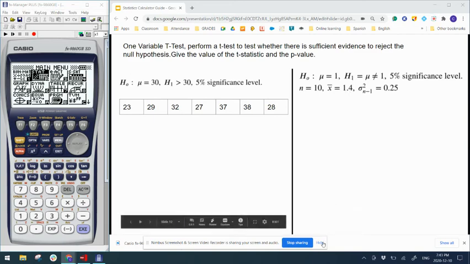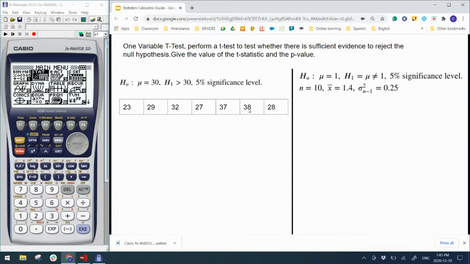So this t-test, instead of giving us our raw data like in the first example, somebody has taken that raw data and they've already calculated all of the necessary values. So they want us to use those calculated values in order to find the t-statistic.